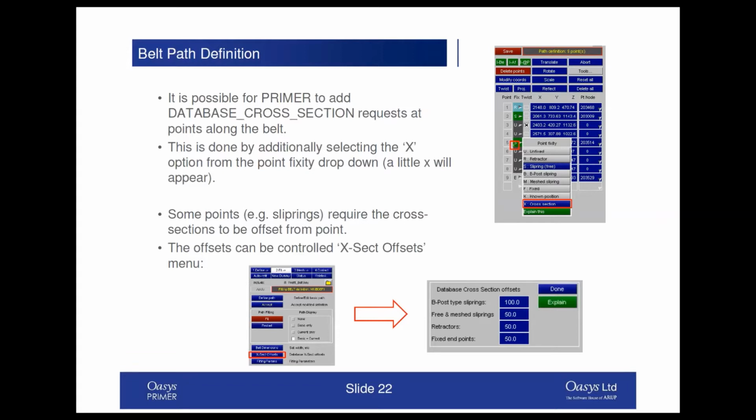So we're able to put in an offset for those database cross-sections from the given point. And those cross-section offsets are identified using the cross-section offsets button, which is in the main fitting panel. That's in the small picture at the bottom there. I've highlighted the Xsect offsets button. If you click that, it takes us into the options for offsets, where we can provide different distances of offset for different types of point.